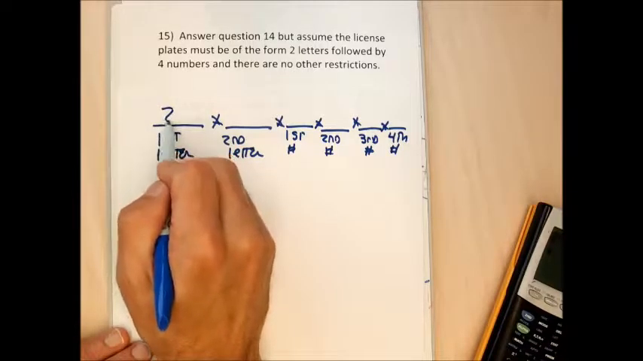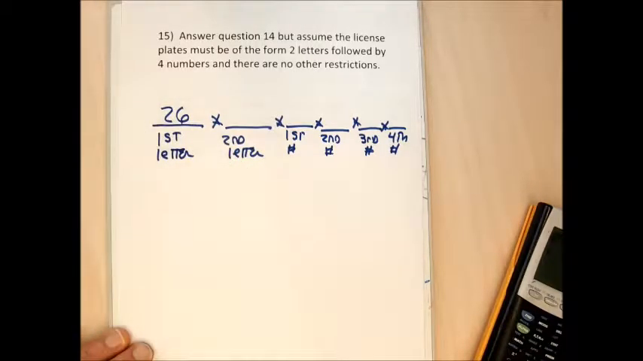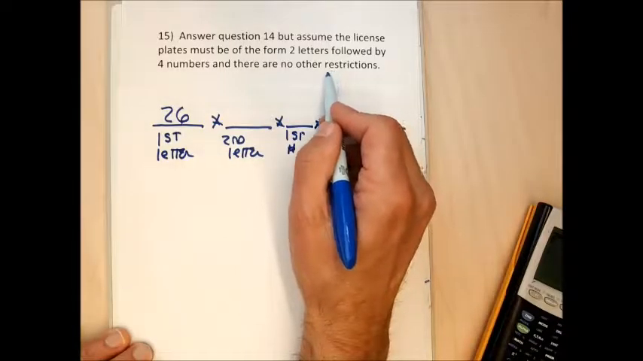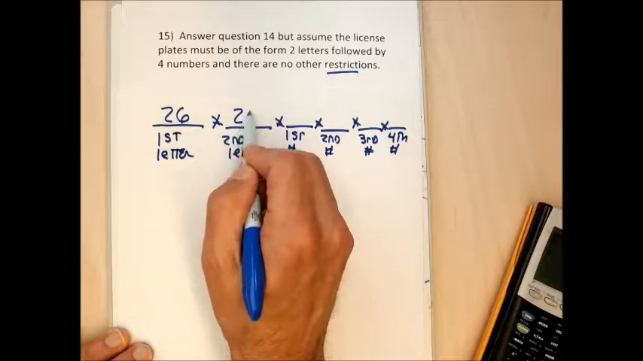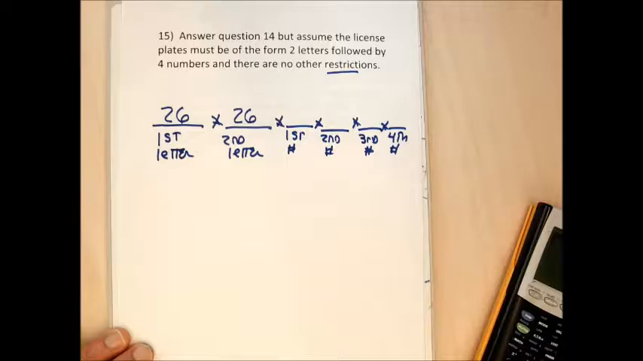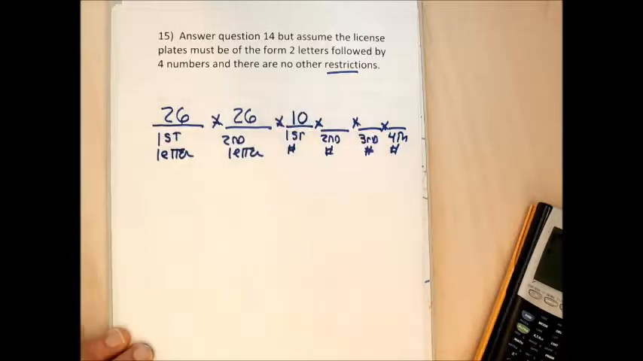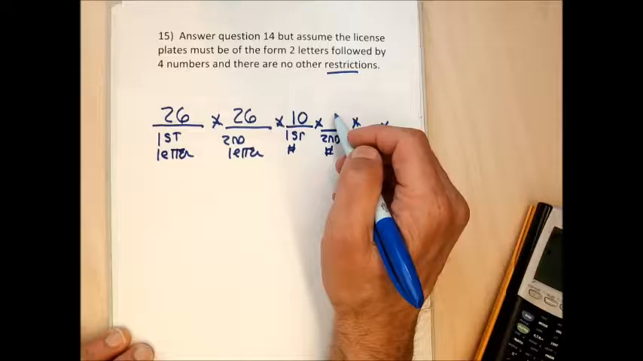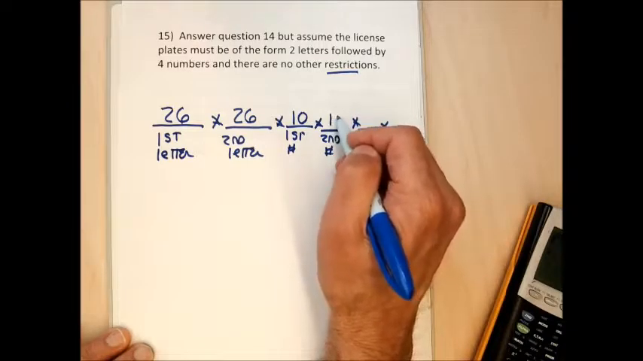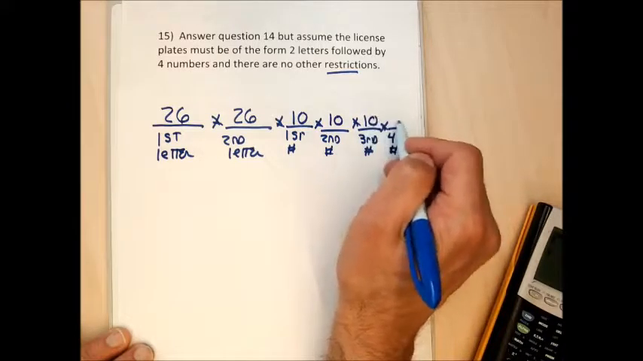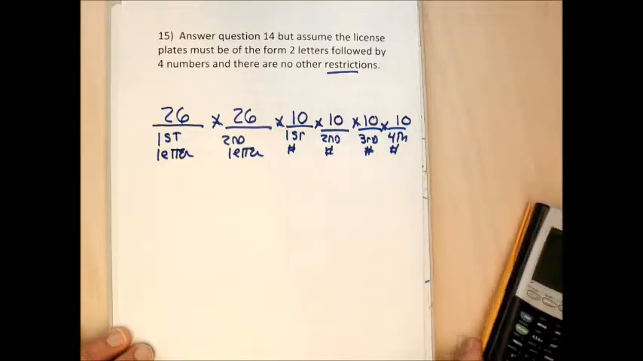For the first letter, there's all 26 letters in the alphabet to choose from. Since there's no restrictions on the second letter, I'm assuming I could use all 26 letters for the second. For the first number, I could use the numbers 1 through 9 plus 0, so there's 10 digits to choose from. There's no restrictions, so I'm assuming I could have 8888 for my 4 numbers. I'm allowed to repeat, so there's going to be 10 numbers to choose from for each number.